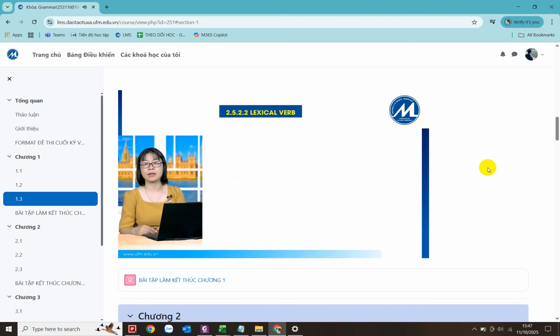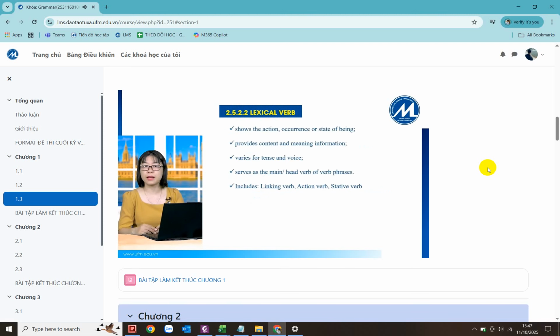Now let's move to the second kind of verb, lexical verb. A lexical verb shows an action, or the occurrence, or the state of being. It provides content and meaning information. It's varied for tense and voice, and it serves as the main or the head verb in a verb phrase. And it includes 3 subtypes: linking verb, action verb, stative verb.